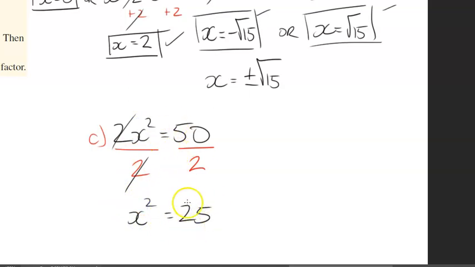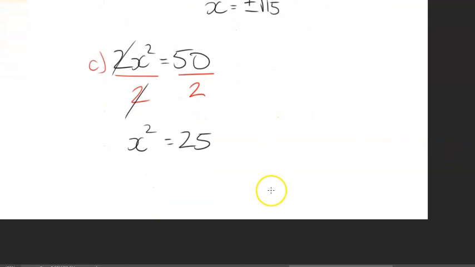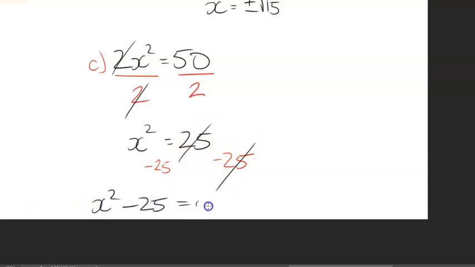Pretty much these two equations mean exactly the same. It's just we're dealing with numbers now that are easier to handle. But unfortunately, right now it's not in the format of everything equaling 0. So in order for this to happen, I'm going to balance this out. I'm going to take away 25 on both sides, because I want to make this equal to 0. So right now I've got x squared minus 25 is equal to 0. So now it's in a format where I can factorize.